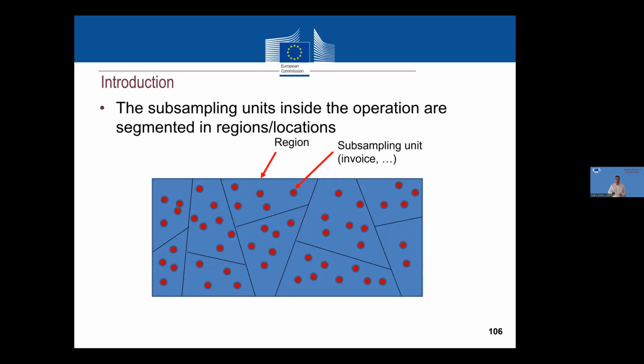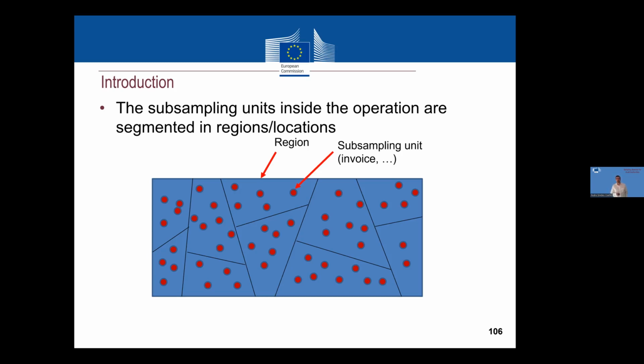So the idea is the following. Within each main sampling unit, we have our subsampling units, the invoices or other expenditure items, geographically dispersed by different, I may call it regions or locations. In my scheme here, I have 1, 2, 3, 4, 5, 6, 7, 8, 9, 10 regions, 10 locations. And in each location, the red dots tend to represent different expenditure items that pertain to that location.